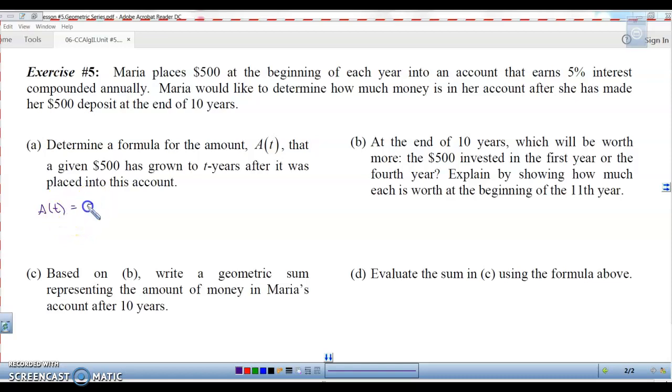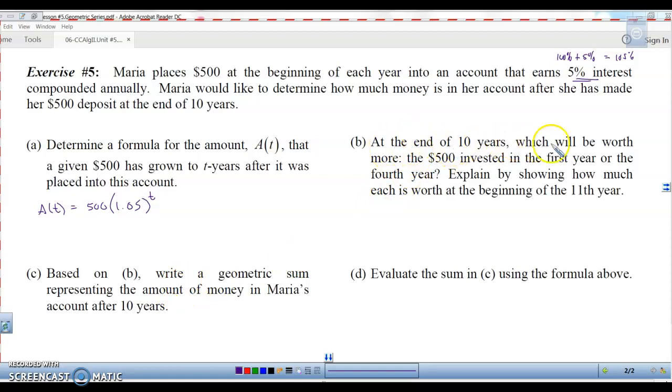All right, so she started at $500. She is growing 5% interest per year. So overall, what percent would that be overall? So she'd start out with 100% she started with plus the 5%, so that's 105% overall growth. So her multiplier here is going to be 1.05, raised to the t being the number of years.